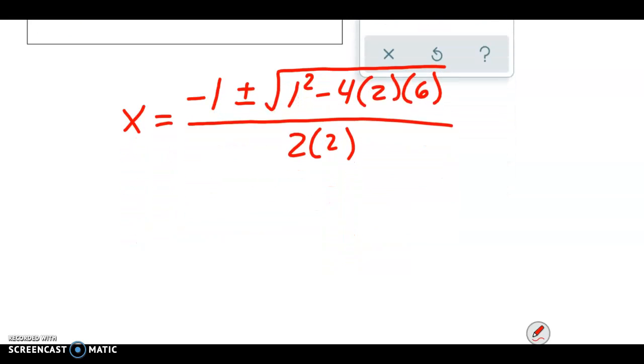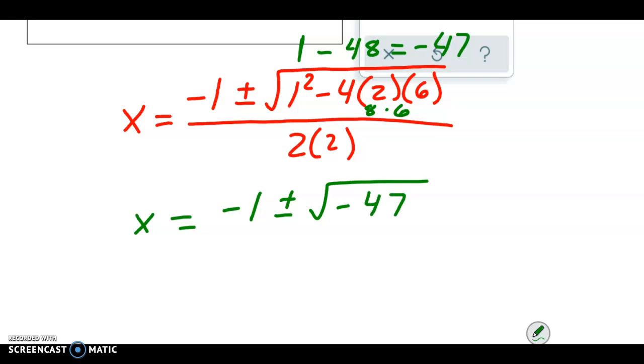Okay, so now I go ahead and I take care of the discriminant. Okay, 1 squared is 1, minus 4 times 2 is 8, and 8 times 6 is 48. So 1 minus 48. Okay, so I'm actually ending up with a situation here, that's negative 47, where I have a negative number under the square root. So I have x equals negative 1 plus or minus the square root of negative 47 all over 4.